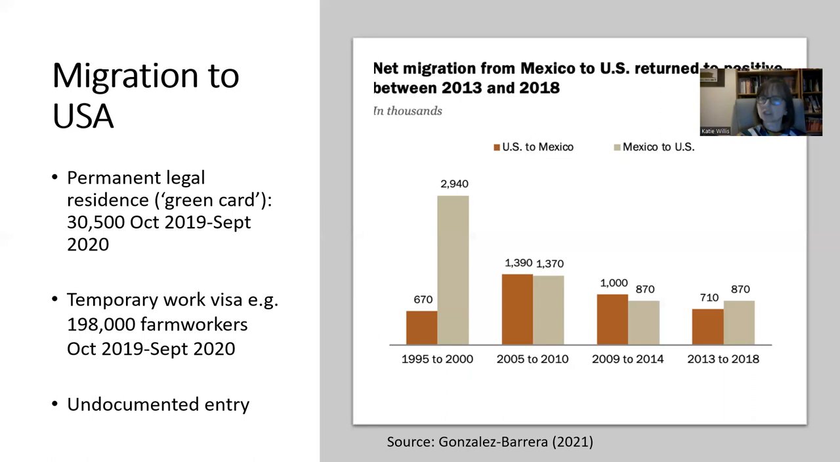So we can see that even though there are significant flows from Mexico to the USA, there have been shifts over time, and we need to be very, very careful of making assumptions about these things. But generally, migration from Mexico to the US is associated with economic migration, trying to get a better job, whether you're a farm worker or whether you're a highly skilled university educated professional.